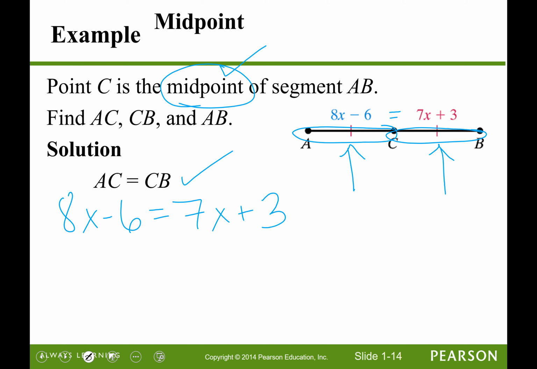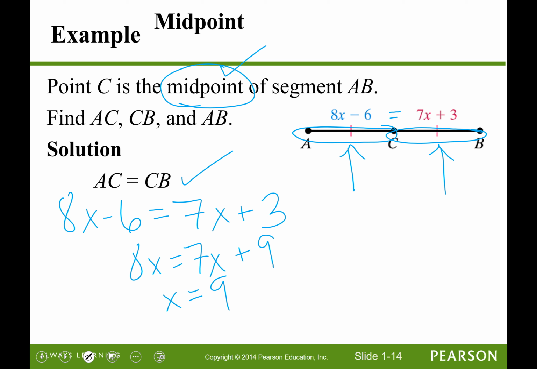All right, so substituting our 8x minus 6 for AC and our 7x plus 3 for CB, we can then solve for x by adding 6 to both sides. And subtracting 7x from both sides, and we get x equals 9. It is very tempting to stop right there at x equals 9, because in algebra classes, a lot of times that is where we stop. But in this class, and well, all your classes, do make sure to answer the question.